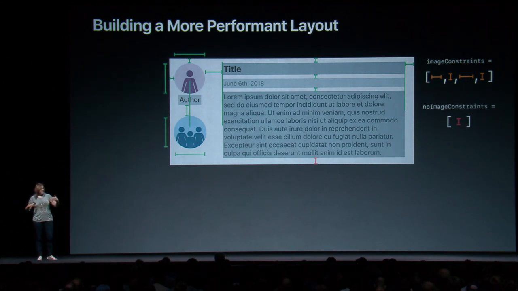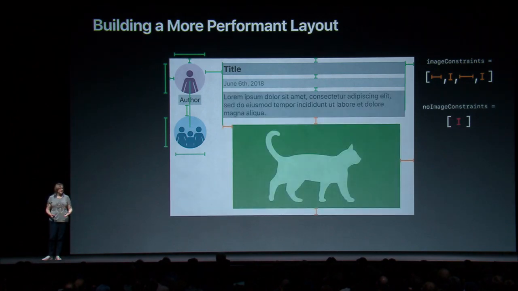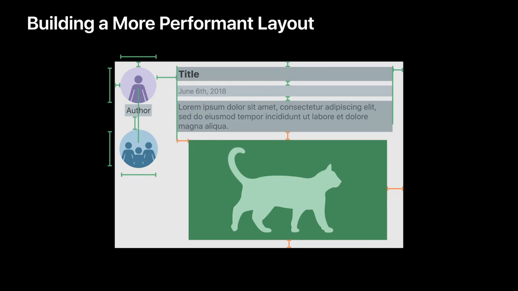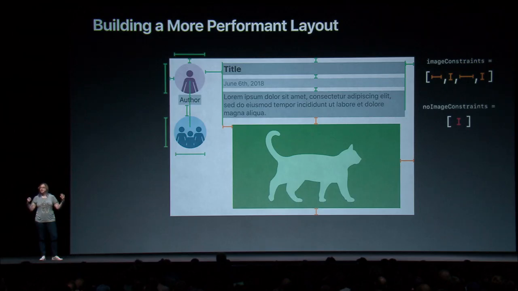So the nice thing about this is that if you are tracking your constraints properly like this, and you know that you want to add this image view live in front of the user, you can deactivate these no image constraints, activate the image constraints, and call layout if needed inside a view animation block, and it's going to animate nicely into your view. If you tried to do this with deactivating all of your constraints and putting them back in, it would look very interesting. Let's say it that way.